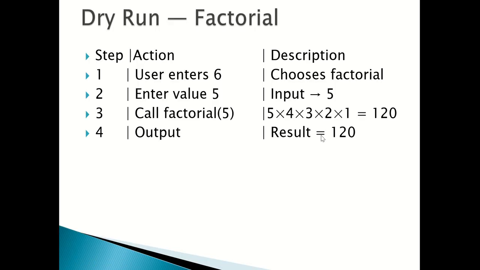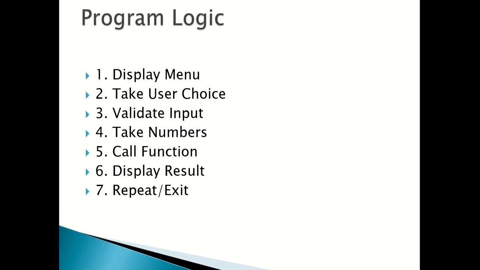Now program logic. The logic of our calculator is very simple and clear. It firstly shows the menu to the user and asks which operation of the program, and then it will take the user's choice. Then it will validate the input to check whether it is in our range or not. Then it will take numbers according to the program, for multiplication or addition, whatever. Then it will call the functions. Then it will display the result on the screen, and it asks the user to repeat or exit. If the user chooses to repeat, then it will repeat, or otherwise it will exit.